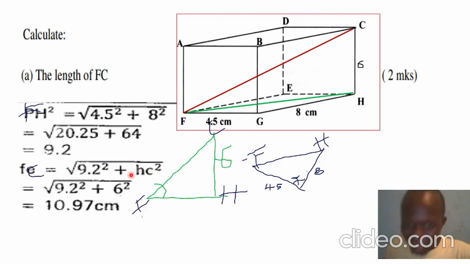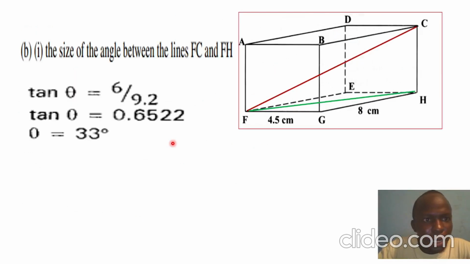Just to note one thing is that we are applying Pythagoras theorem, and we have to identify which is the longest side and what are the shorter sides. These are the shorter sides, this triangle. So the Pythagoras theorem will give us as follows: FC is equal to the square root of 9.2 squared plus 6 squared, and the answer is 10.97. So 10.97 is the length FC. Okay, let us go to the next part of this problem.